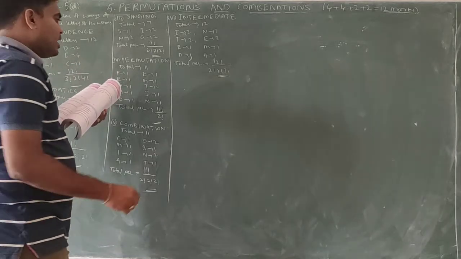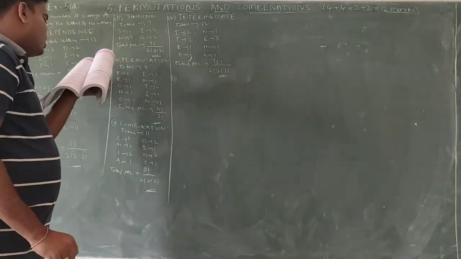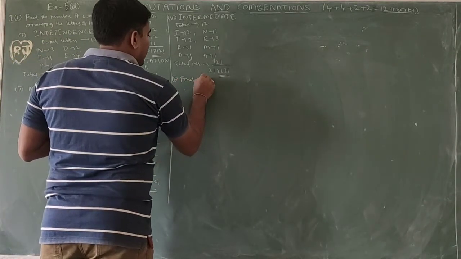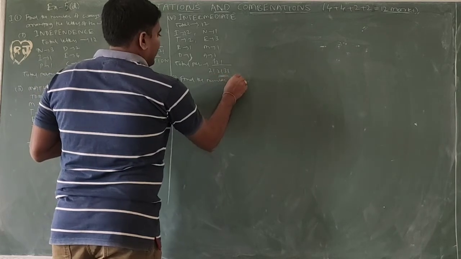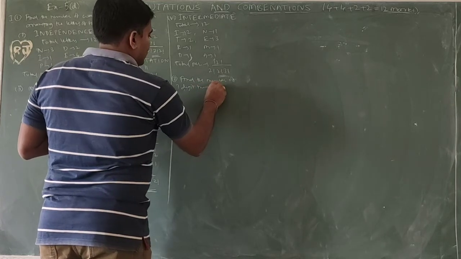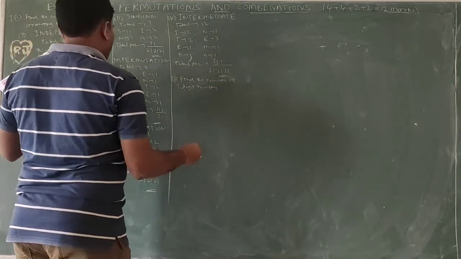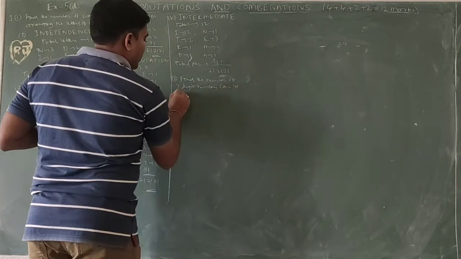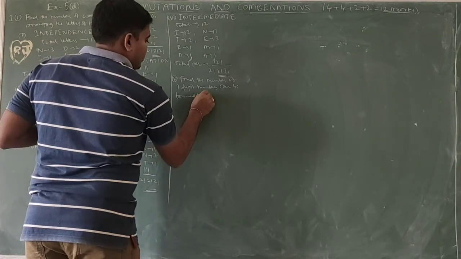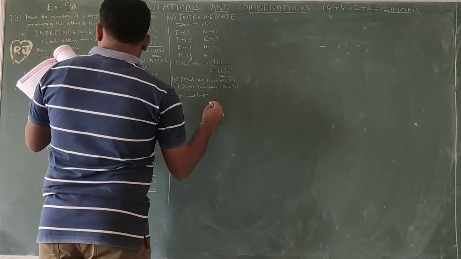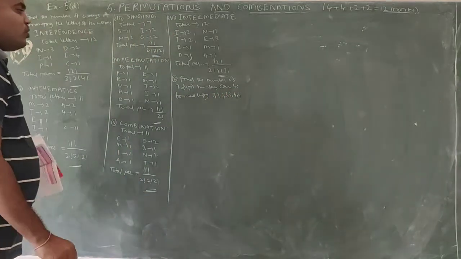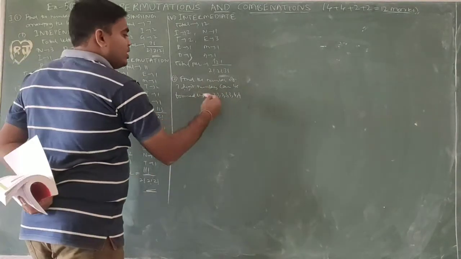Okay, next, second question. Find the number of 7-digit numbers that can be found using the digits 2 2 2 3 3 4 4. So we need 7-digit numbers. We are using these digits.